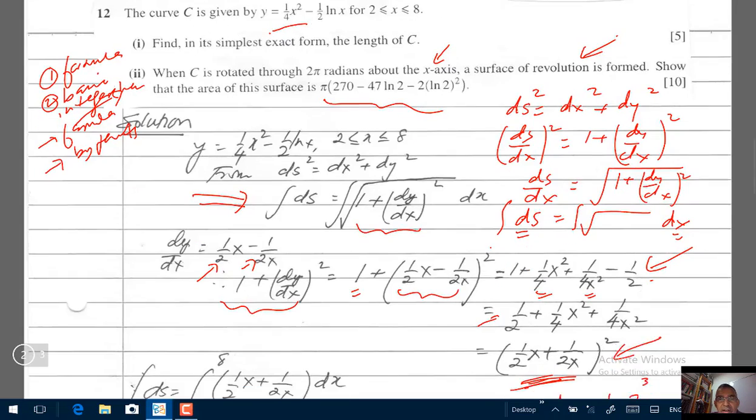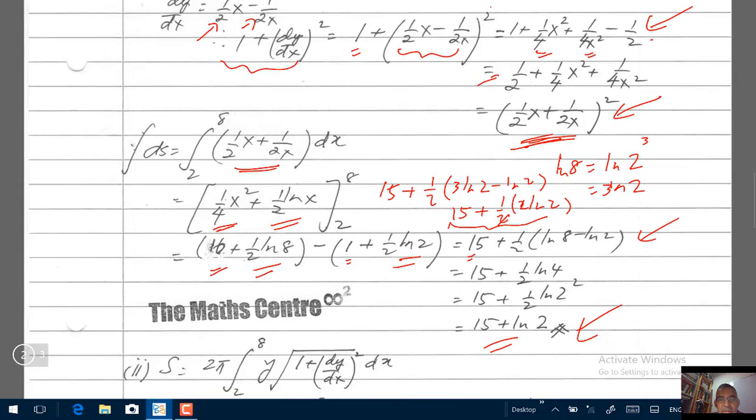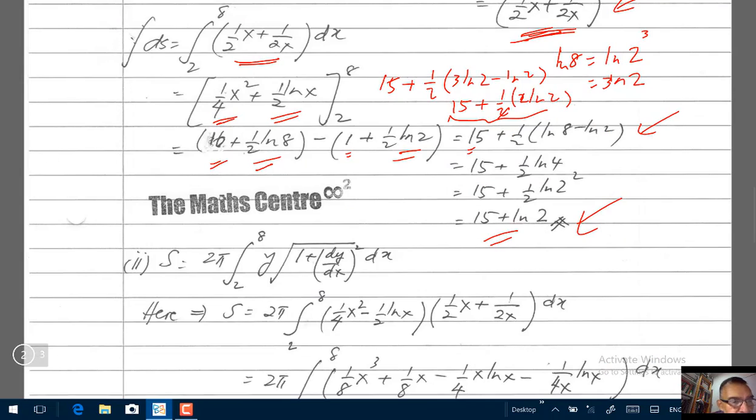So let's start. Let me just remind you of the formula first. When you have a surface of revolution, and this one is rotating about the x-axis, this is your formula. There is a 2 pi y, and then I have the square root of 1 plus dy dx, the whole thing squared, dx. This is the formula. You need to know this. The limits I plugged in.